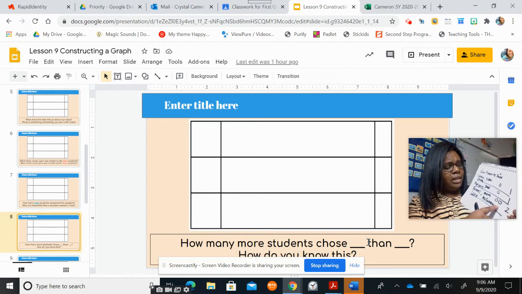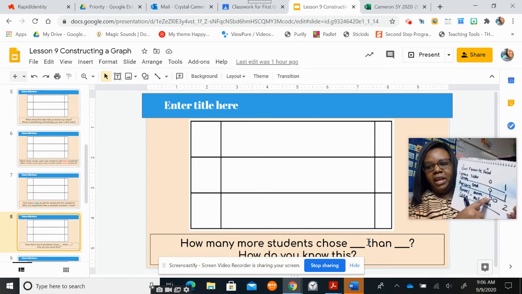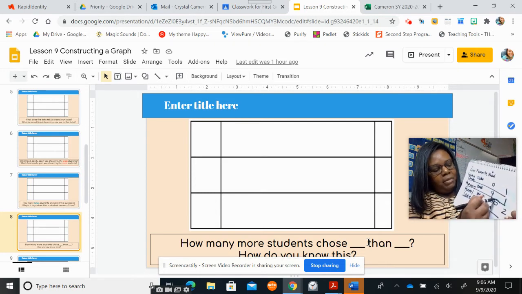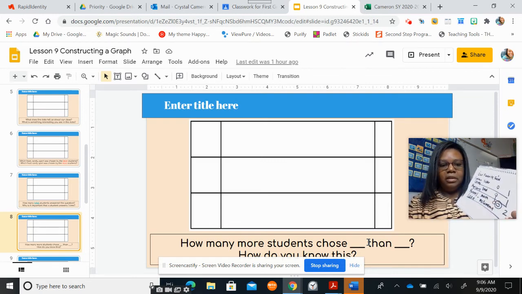So, how many more chose funnel cake than popcorn, for example? I would draw a line between these two to show that they both match. And how many do I have left over? I have one left over. So my answer would be one. And how do I know this? Because I compared the two together.